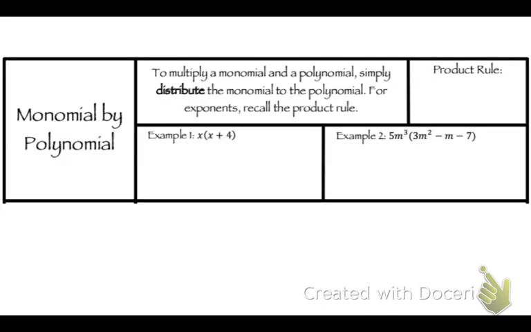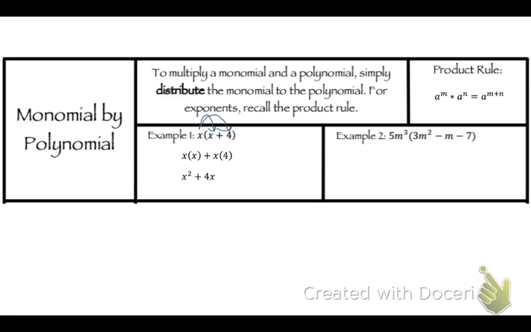Okay, now multiplying by a polynomial, we're going to use a product rule. So if we have a to the m times a to the n, that's the same thing as a to the power of m plus n. So let's look at example 1, and let's distribute that x in. So x times x, and then x times 4. X times x is x squared. X times 4 is 4x.